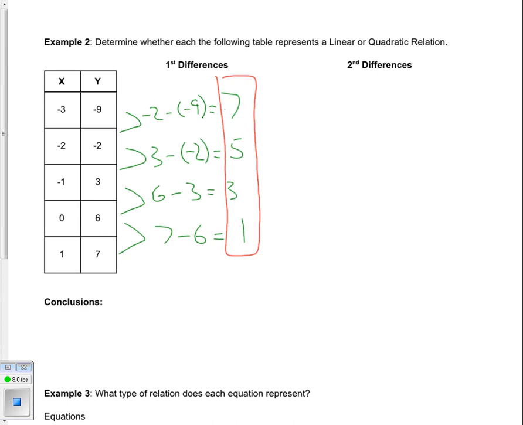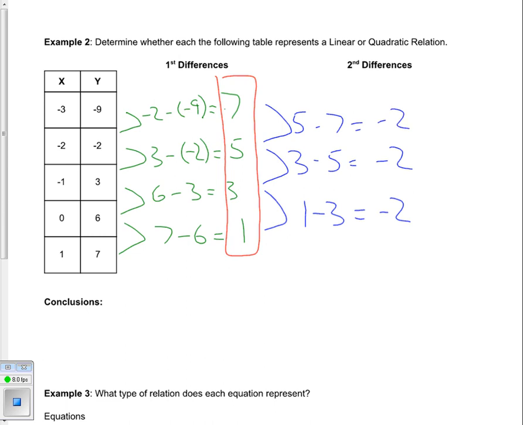So if I want to check out the second differences, I'm going to again work from the bottom to the top, and I'm going to subtract, or find the difference between, two consecutive first differences. So in this case, 1 minus 3 equals negative 2. 3 minus 5 equals negative 2. 5 minus 7 equals negative 2. Okay, and there's a pattern there.